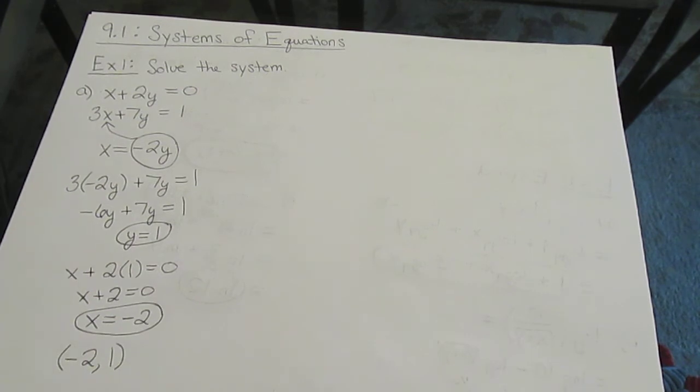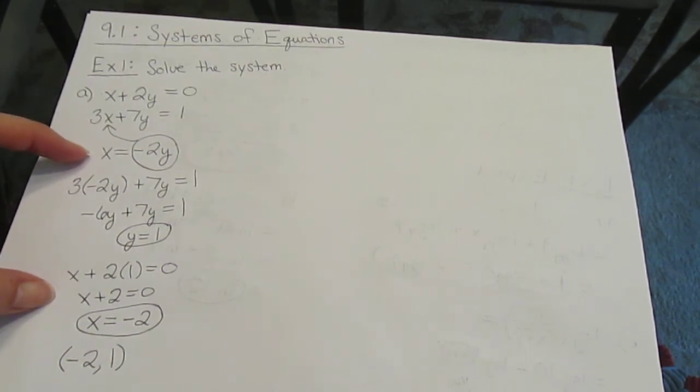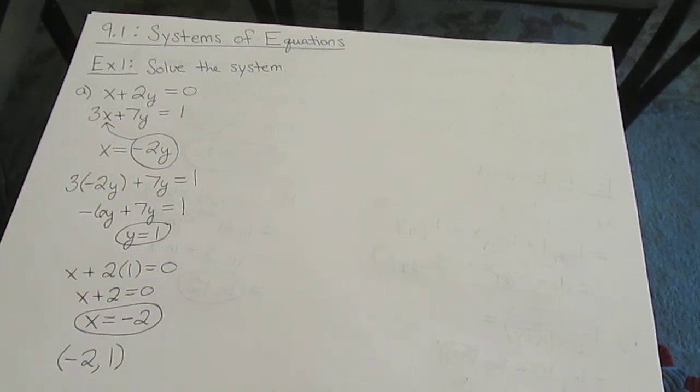In the rest of the examples, I'm going to use elimination because I think a lot of people really like elimination the best. Some problems lend themselves to substitution, so it's good to know how to do substitution, but a lot of them, elimination just goes faster, so it's just a preference.